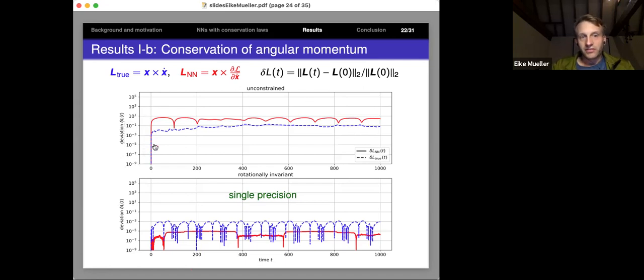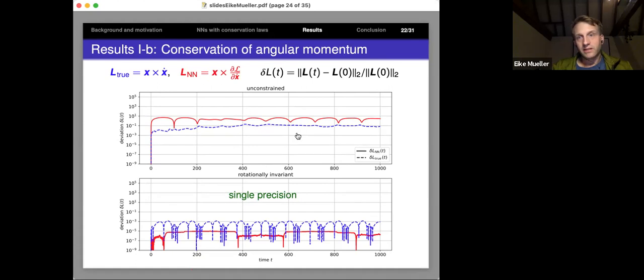Okay, so what I show here is this deviation, on a logarithmic scale as a function of time. Time is shown on this axis here. In red, I always show this neural network quantity, and the dashed blue curve is the true quantity. The unconstrained neural network is trying to learn the conservation of angular momentum, but it's not doing a very good job. The relative error is about 10%, and it's not getting better than that.